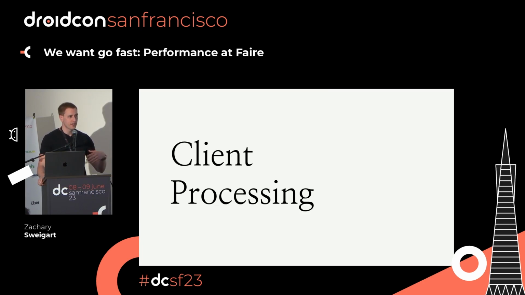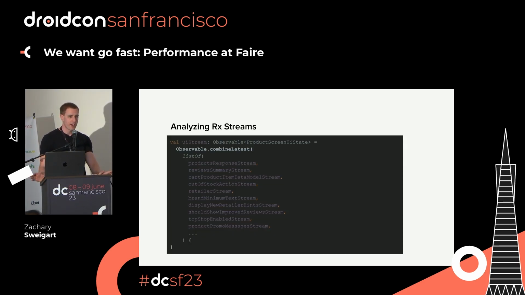So now we've looked at the networking time, so let's take a look at the next step, which is client processing. We use RX heavily throughout our app. If you've moved on to Flow or are using another streaming system, this may not be exactly what you're doing, but the general principles will probably apply. So in RX, for our screens, we generally combine a whole bunch of data streams that come from all over the app. Some of them are coming from network, some of them are coming from cache or computed values, and we use this observable combine latest.